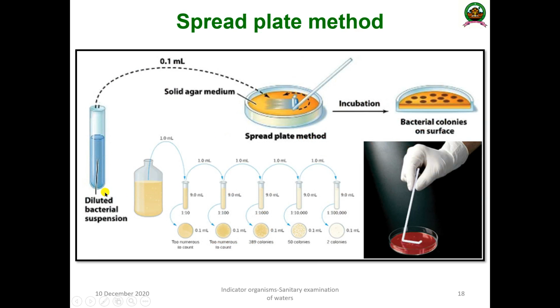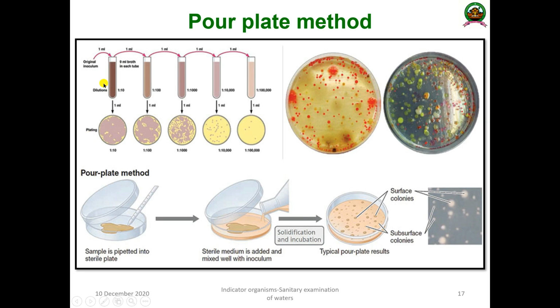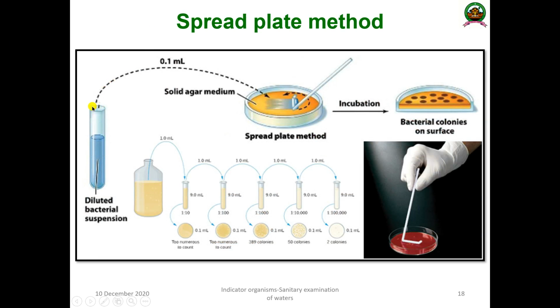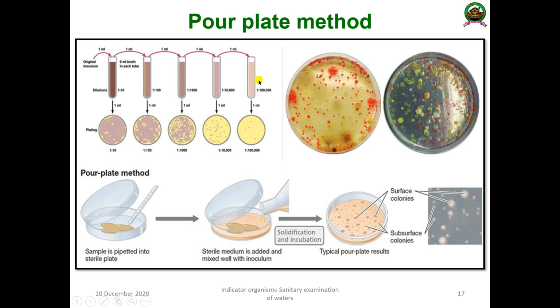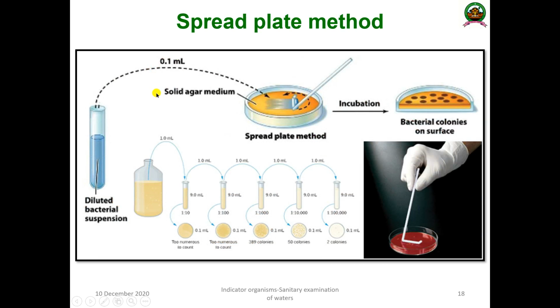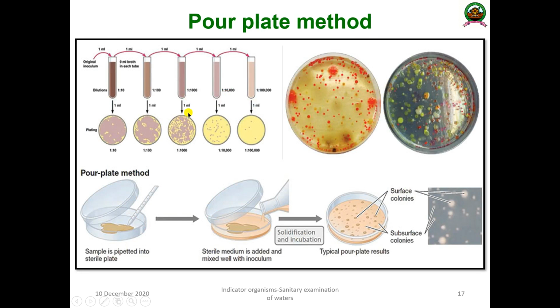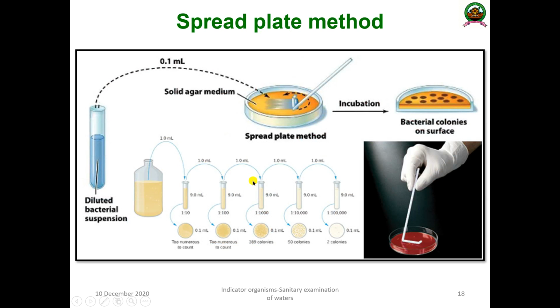This is what I told you. You have to take a sample from this particular tube, and you have to add 0.1 ml. Here it is 1 ml, but for a spread plate you are always adding 0.1 ml or 100 microliters. This is a solid agar medium. The same process: from the water sample, you serially dilute it.